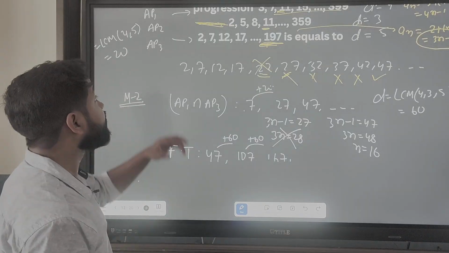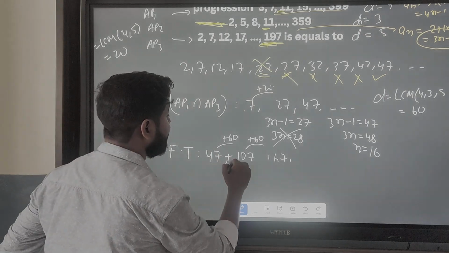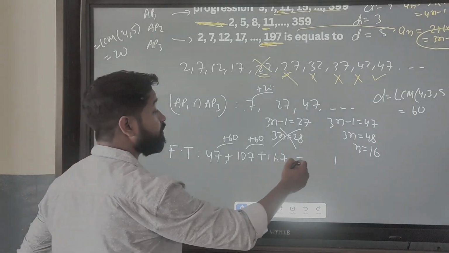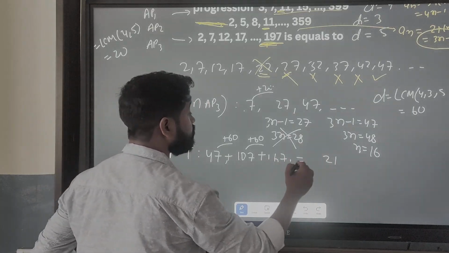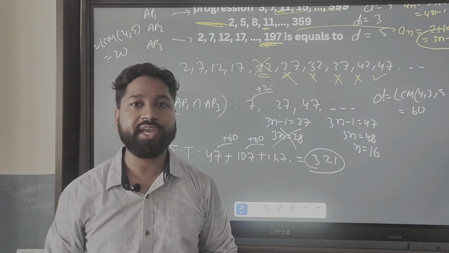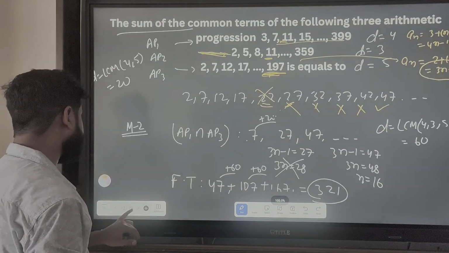If you read the question, they're asking the sum of the sequence, right? Just do one thing, addition. 7 3s are 21, 6 plus 4 is 10, plus 2 is 12, 1 plus 1 is 2, plus 1 is 3. So what will be the answer here, students? 321. Is it clear? So here the answer will be 321.